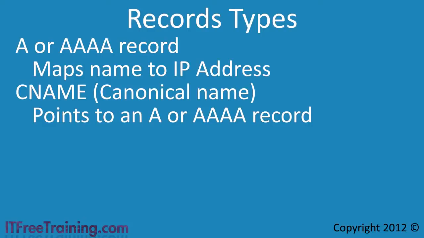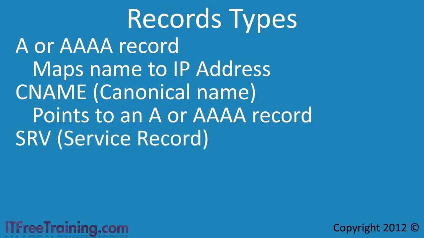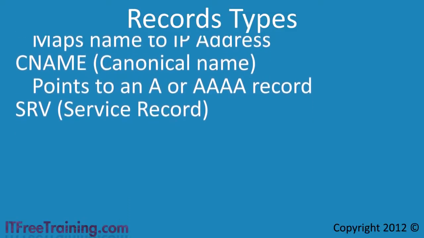To do this, DNS has service records or SRV records. A service record allows a client to locate services on the network using DNS. Service records are used by Active Directory to allow a client to locate a domain controller. This is why DNS is so important in a Windows environment.